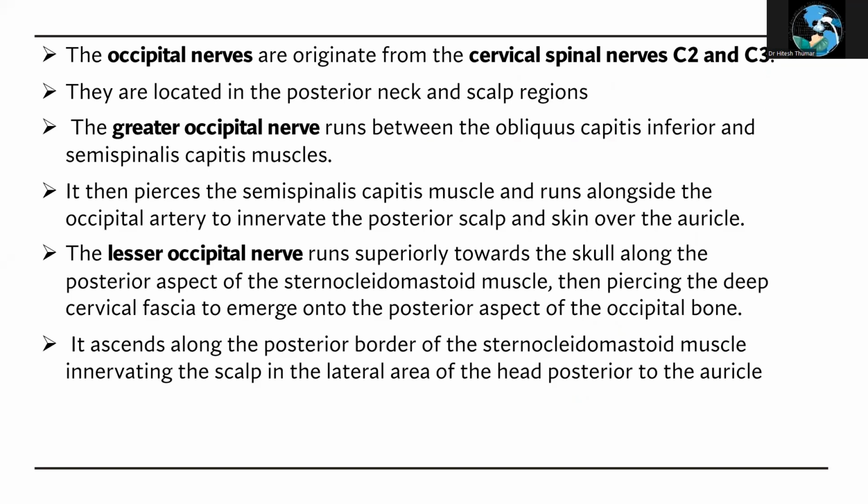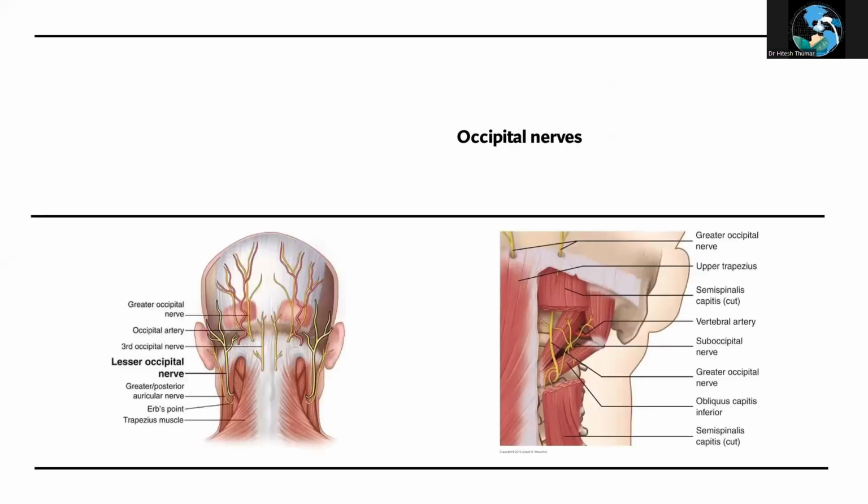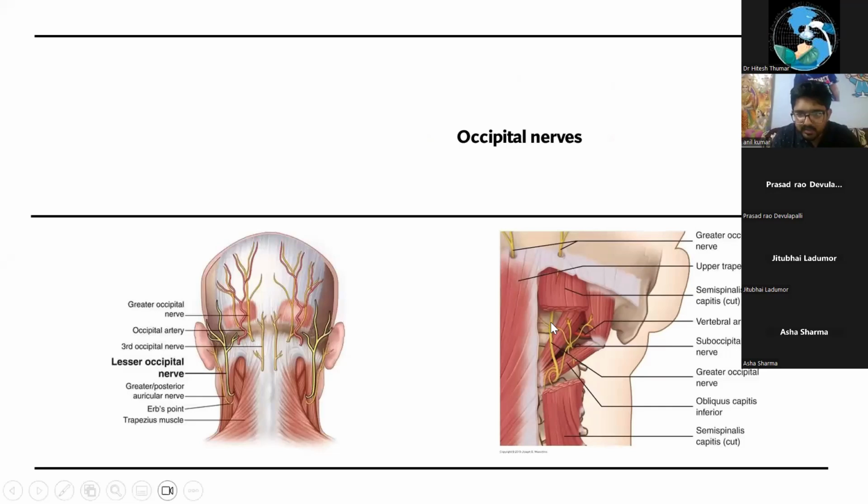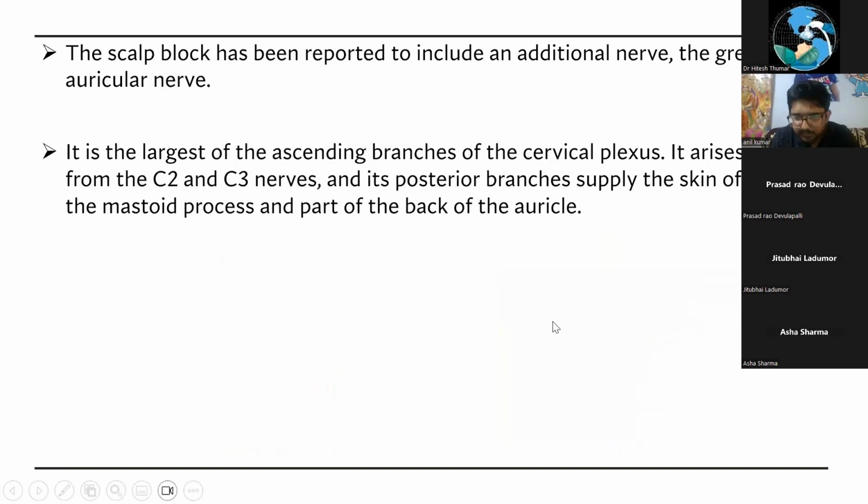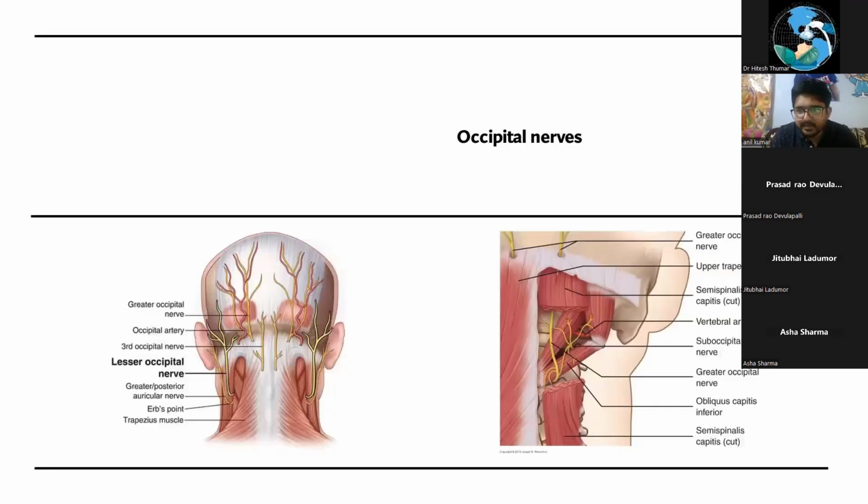The other 2 nerves, which supply the posterior part of the scalp, are the occipital nerves, which originate from the cervical spinal nerves C2 and C3. They are located in the posterior neck and scalp region. The greater occipital nerve runs between the obliquus capitis inferior and semispinalis capitis muscle. Here we can see in the right image the greater occipital nerve passing between the semispinalis capitis and the obliquus capitis inferior muscle. After piercing the semispinalis capitis muscle, it enters the posterior part of the scalp, runs along with the occipital artery and supplies the posterior part of the scalp.